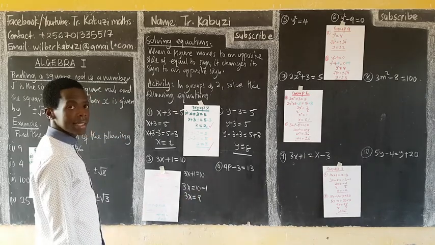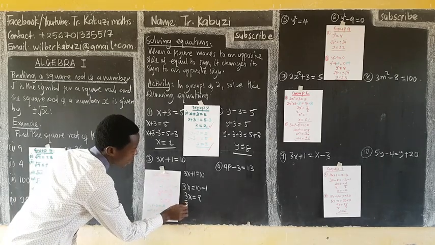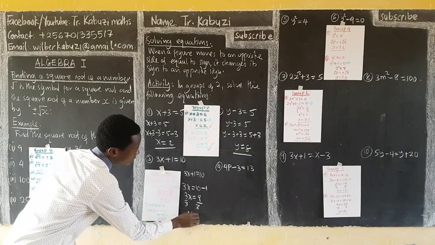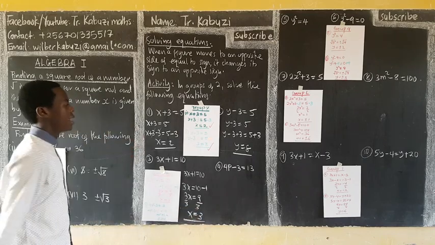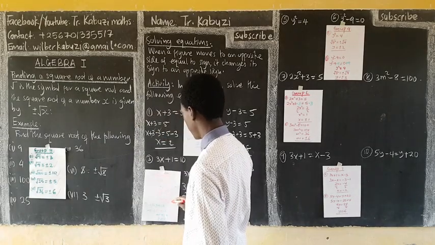So what do I get for x? Divide through by 3. Divide 3 by 3. So our x becomes 3. Simple as that. So this is very okay.